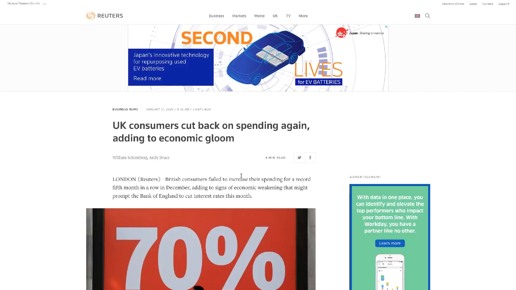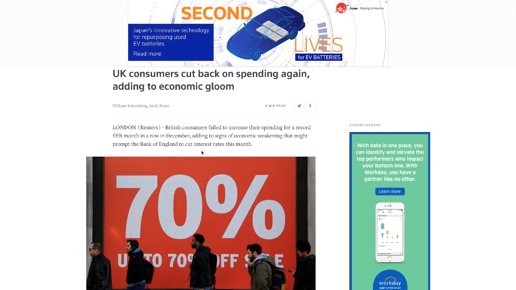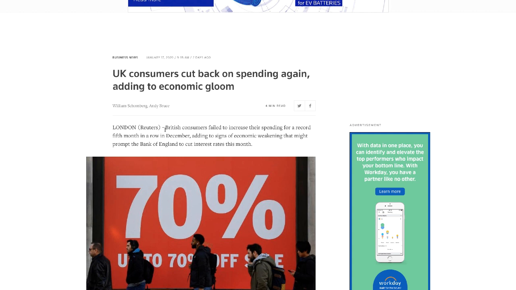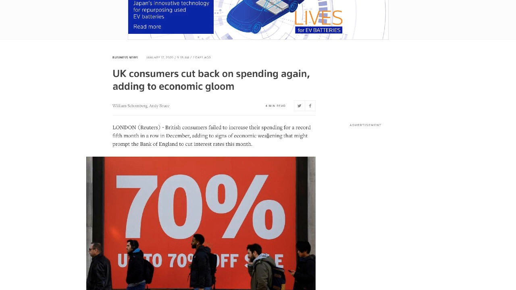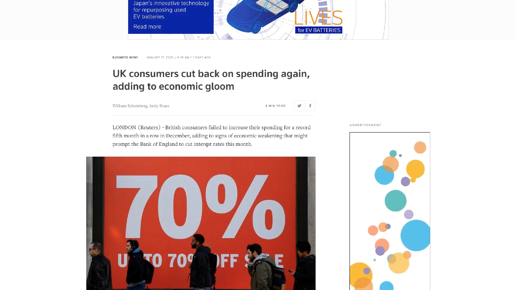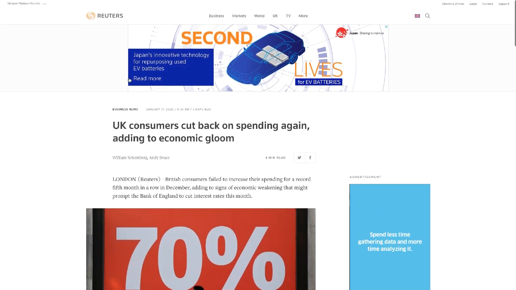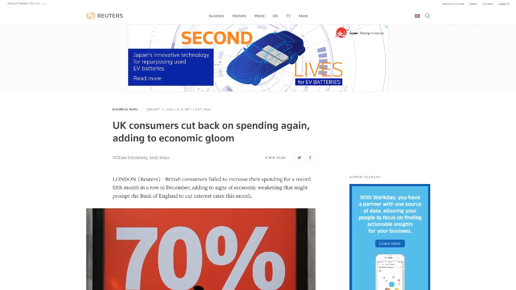Consumers cut back on spending again, adding to economic gloom for the pound. So British consumers failed to increase their spending for a record fifth month in a row. This was on the Friday, adding to signs of economic weakening that might prompt the Bank of England to cut rates this month. Yeah. So we also had earlier in the week, I think it was Wednesday, the inflation report, and the inflation report went from, I think, 1.5 to 1.3. CPI for the pound as well, which was not good.